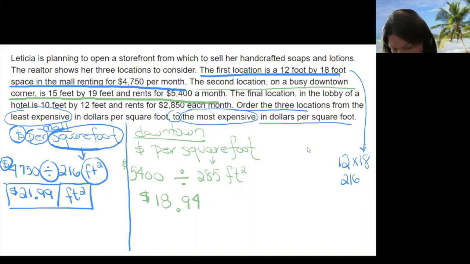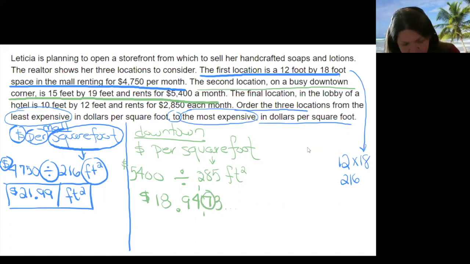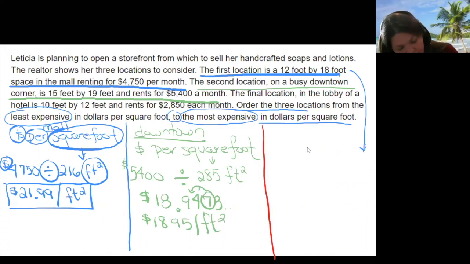So I got 18.9473, and like Manal showed us earlier, we're going to have to round again, but careful guys, this time when we round, it's going to go up, isn't it? I'm about to throw away a 7, which is big enough to matter. So this one's about $18.95 per square foot.